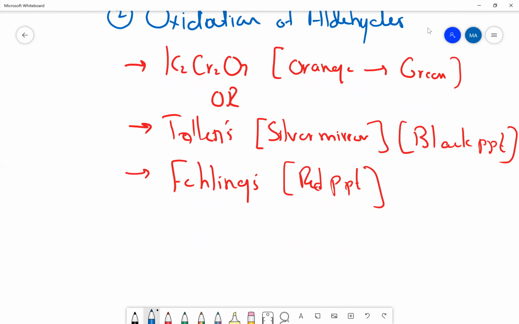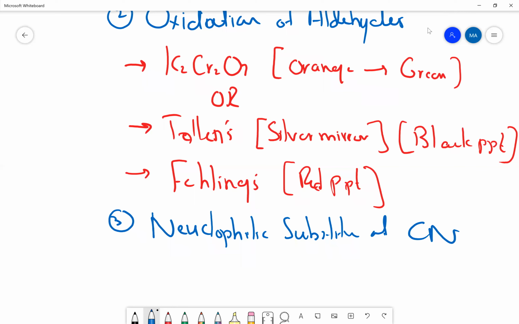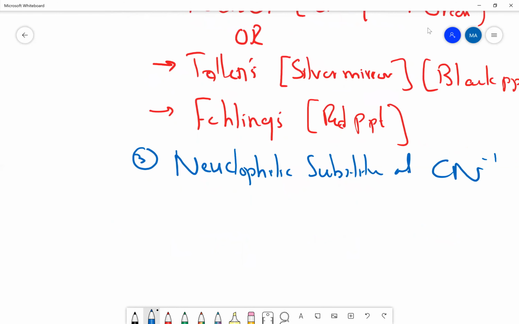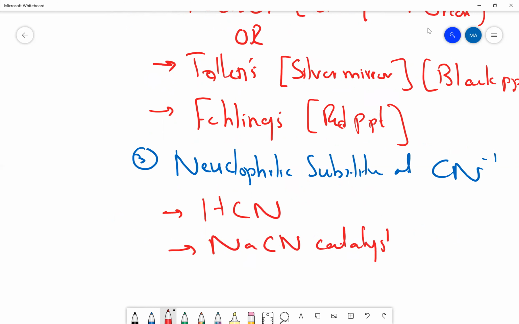And the third type of reaction for carbonyl compounds is the nucleophilic addition of CN negative. So you use a ketone and add CN in place of the double bond O of the ketone. And for that, you need to have HCN reactant, hydrogen cyanide, and NaCN catalyst. So we're done with this as well.